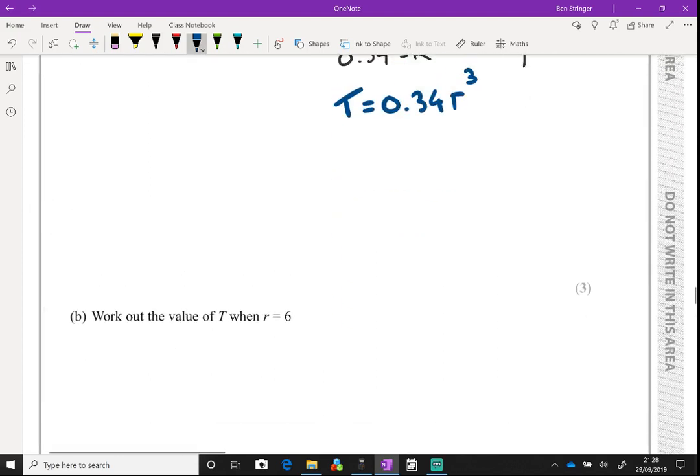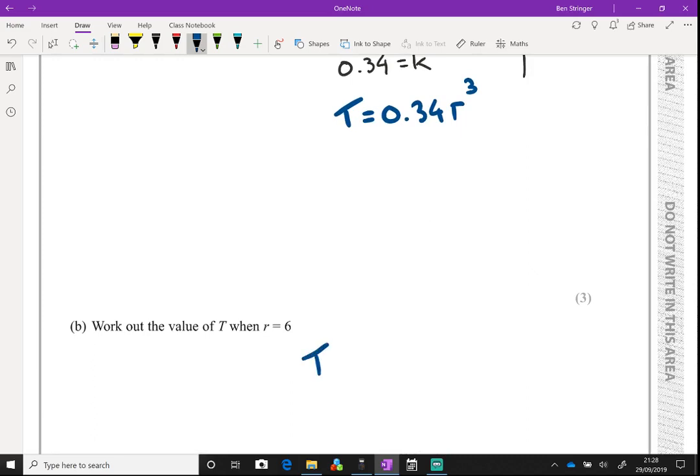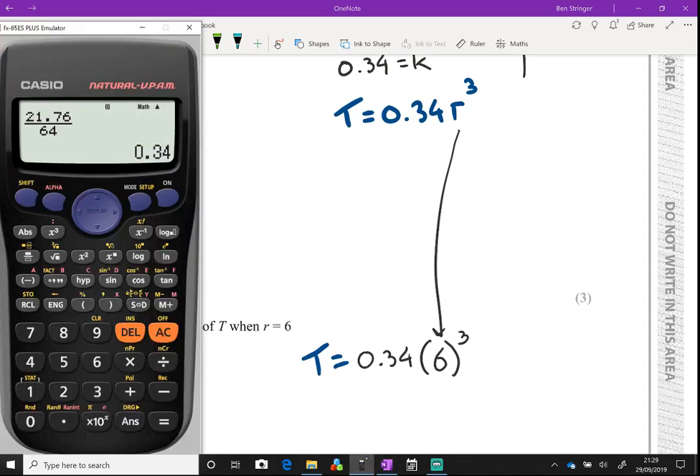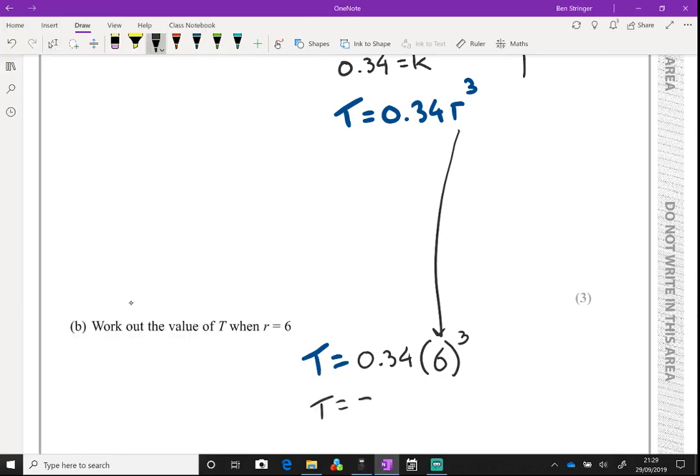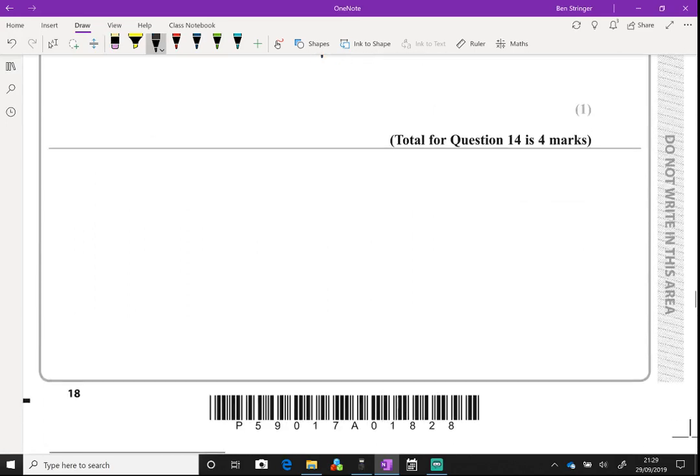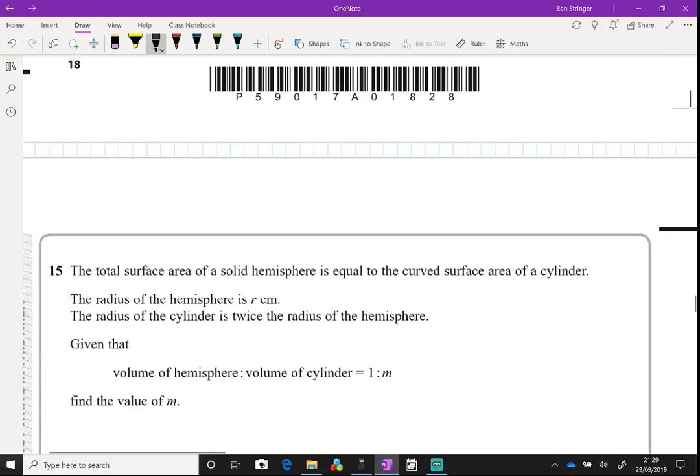Work out the value of T when R is 6. So T is equal to, I've got my constant K, 0.34 times R is 6, so 0.34 times 6 cubed. It is 73.44. Any rounding needed? Nope. On to your next one.